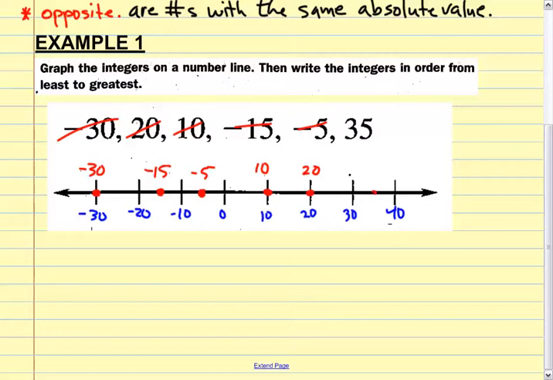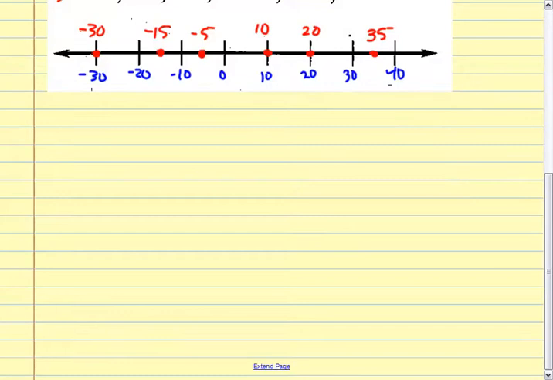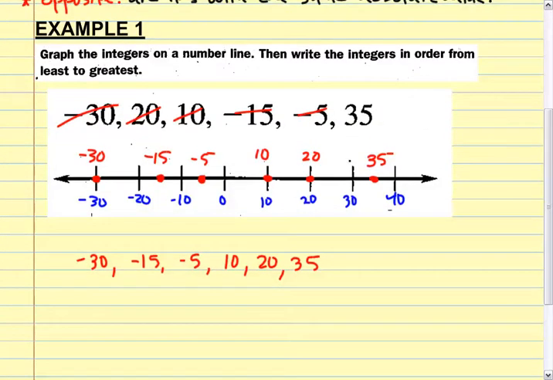Okay, good. Now, Izzy, using our graph, let's write the numbers in order from least to greatest. Negative 30, negative 15, negative 5, 10, 20, 35. So you don't really have to think now about ordering it. The number line did that for us.